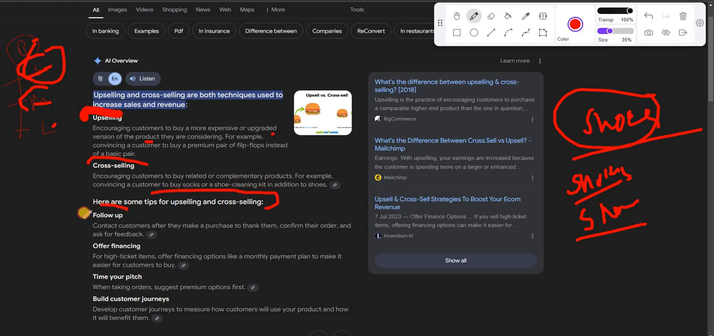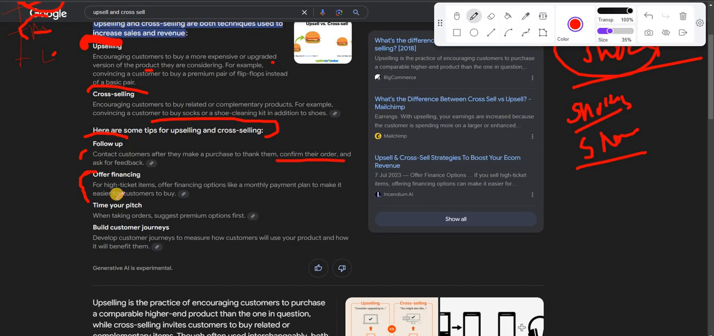First one is the follow-up. Contact customers after they make a purchase to thank them, confirm their order, and ask for feedback. The second one is to offer financing. For high-ticket items, offer financing options like a monthly payment plan to make it easier for the customer to buy. Don't focus only on cash. You can offer credit card or EMI options, so this kind of transaction can improve the number of sales.